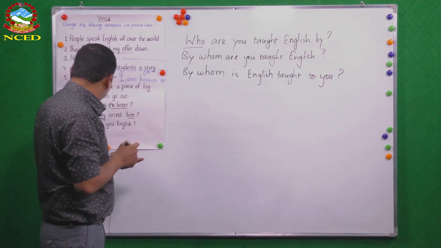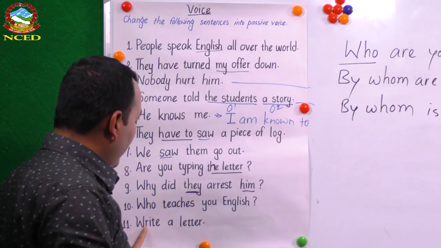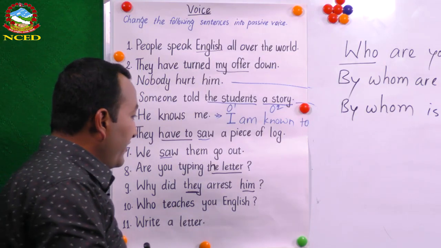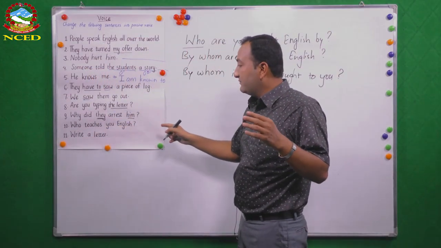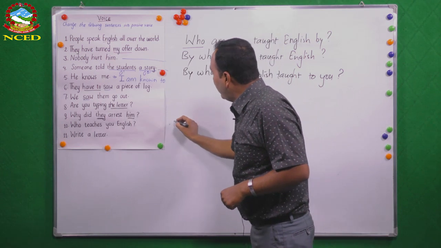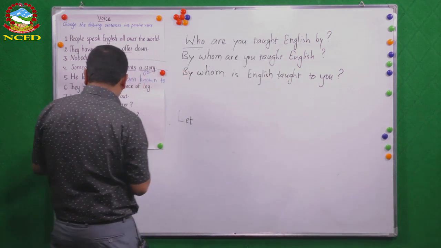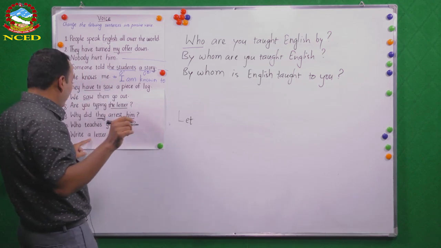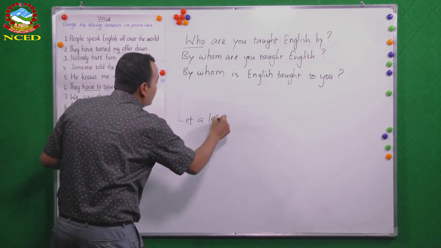Now, the last question here, 11, write a letter. The sentence begins from verb 1. This is an imperative sentence. That's why for an imperative type sentence, if it is an order or command, we begin with let. L-E-T, let. Let and find out the object. We use let, object plus verb 3. Be plus verb 3. Let or later.